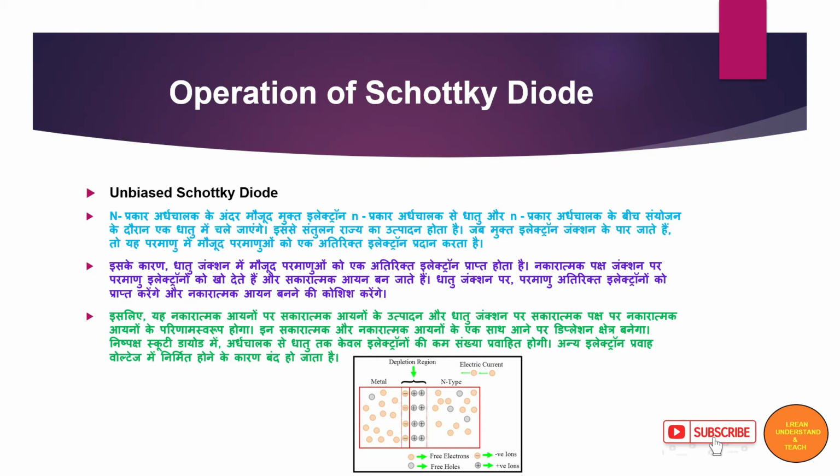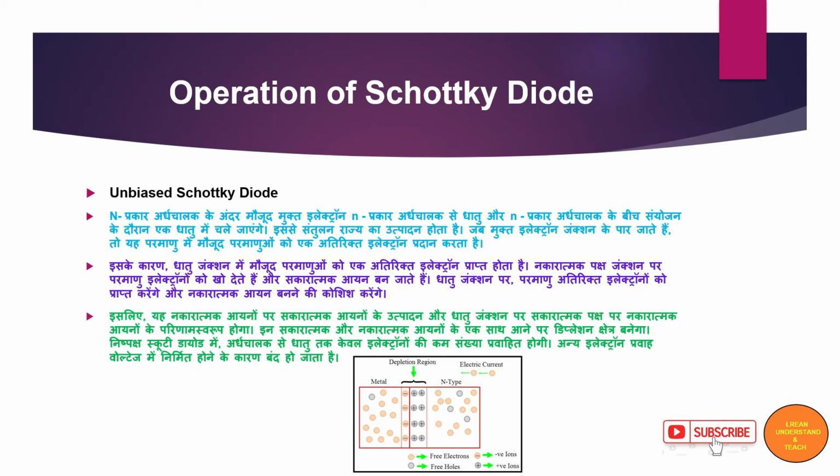The free electrons present inside the N-type semiconductor will move from N-type semiconductor to a metal during the combination between metal and N-type semiconductor. This results in production of equilibrium state. When free electrons move across the junction, it provides an extra electron to the atoms present in the metal. Due to this, atoms present in the metal junction receive an extra electron.